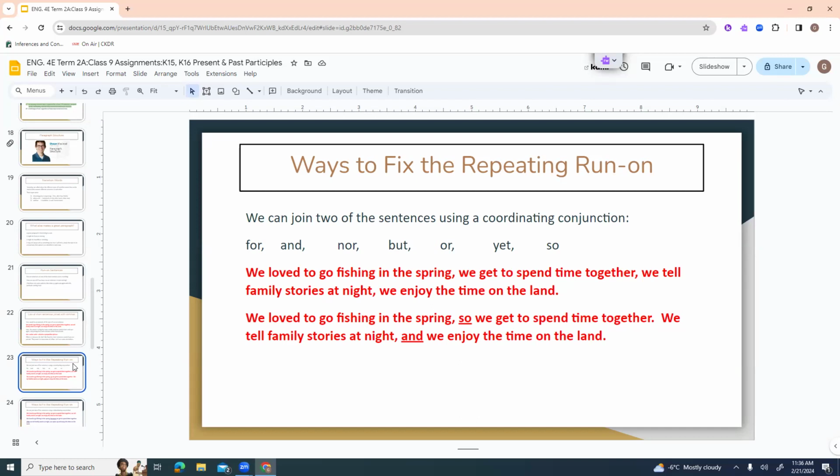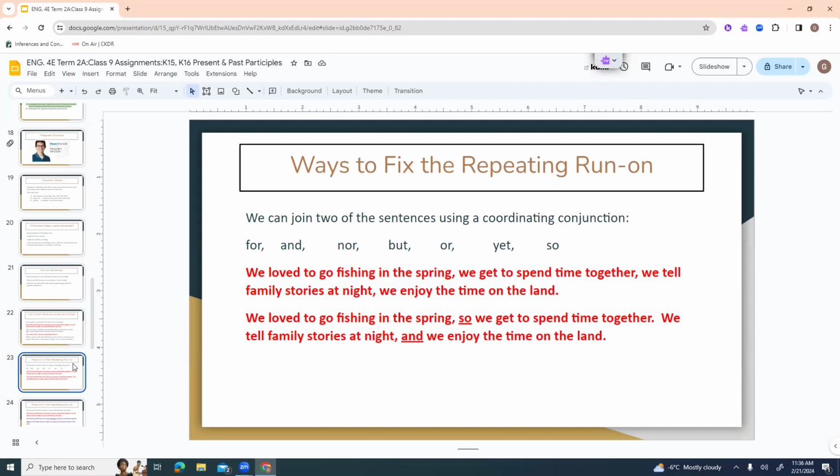So for this one, here's our sentence again. We love to go fishing in the spring. We get to spend time together. We tell family stories at night. We enjoy the time on the land. So we're going to just join two of them together. We love to go fishing in the spring, so we get to spend time together. So is telling you the reason, like one of the reasons you're going fishing is in order to spend time together. Then we're going to join the next two sentences.